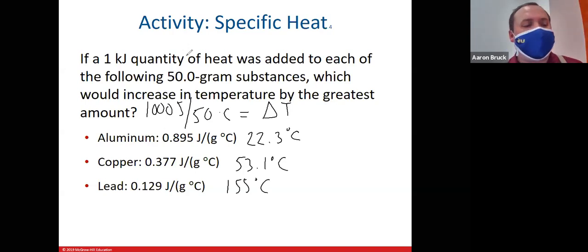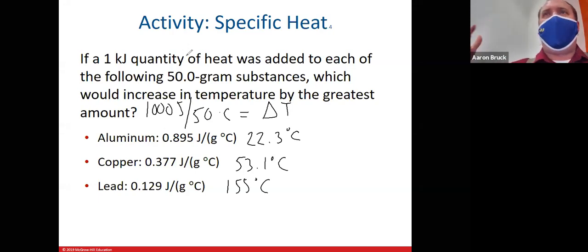You have to consider what specific heat means. Specific heat is the amount of energy that it takes to cause the temperature to change. A lower specific heat means that less heat is required to change the temperature. So if I'm giving all of them the same amount of energy, the one that has the lowest specific heat is going to increase the most because it requires the least amount of energy to change.